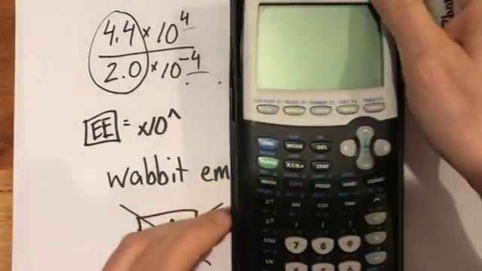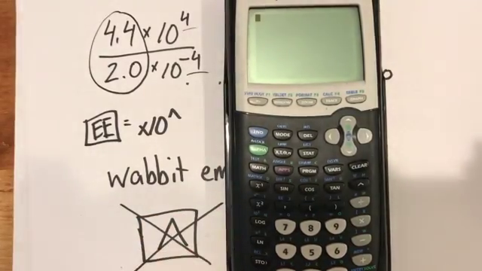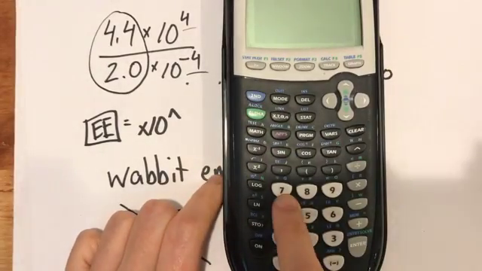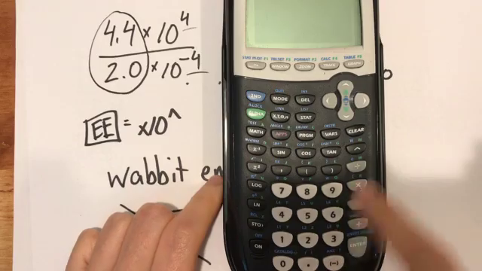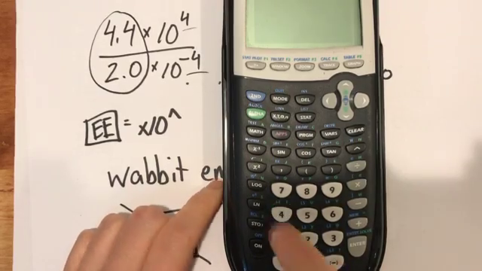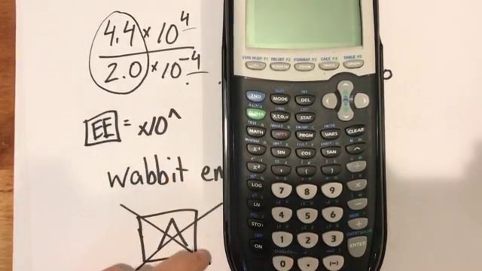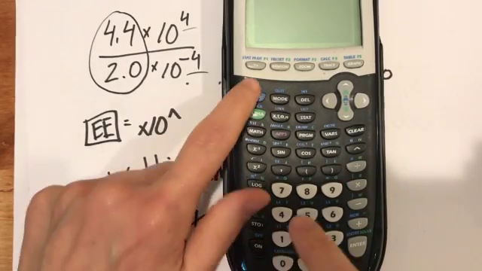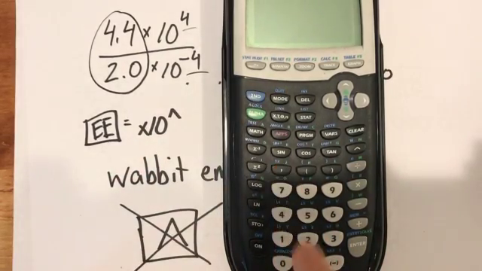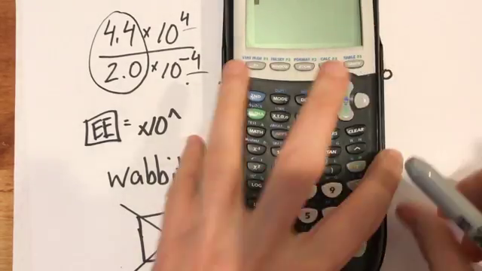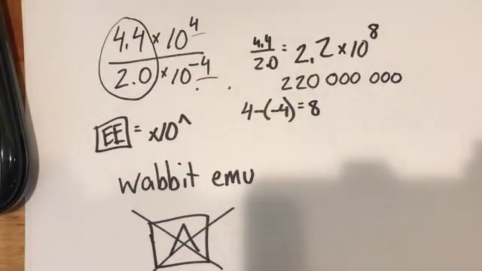On the graphing calculator, it's essentially the same thing. It just happens to be that the button above the 7 is a comma instead, but it would still be 4.4 second, the button above the 7, 4 divided by 2.0 second, button above the 7, negative 4 and equals, and then there you go. So those are the TI calculators.